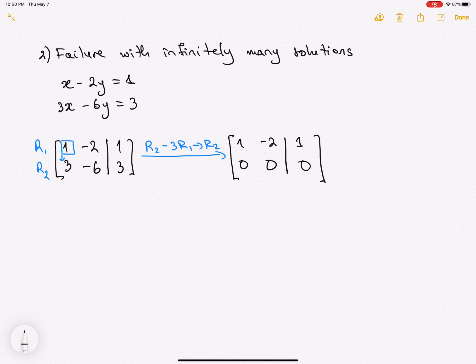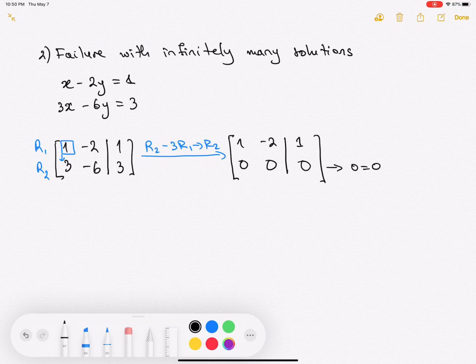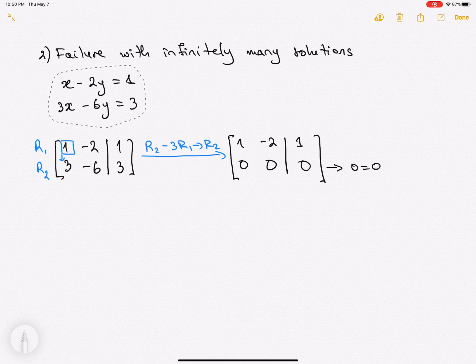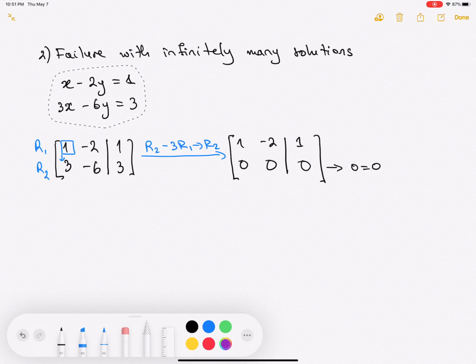So now the second row doesn't give any contradictions. It just says 0 equals 0. That's not a contradiction, that's fine. So what's going on now? Well, what we realize is that the two equations that we have over here don't really give different pieces of information. In fact, the second equation is really just 3 times the first equation. So then, for any choice of y, we can find an x, and that's how we get infinitely many solutions.